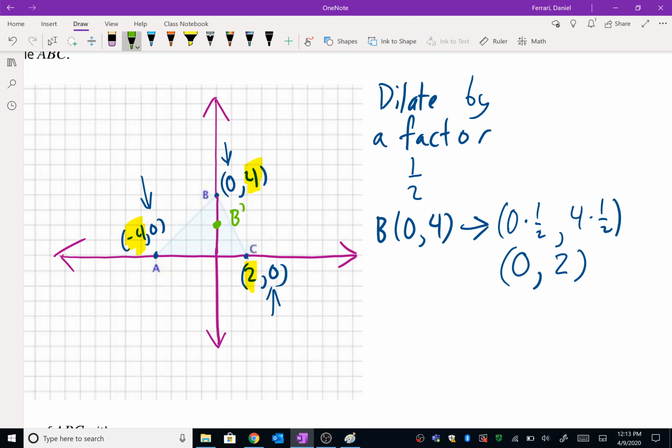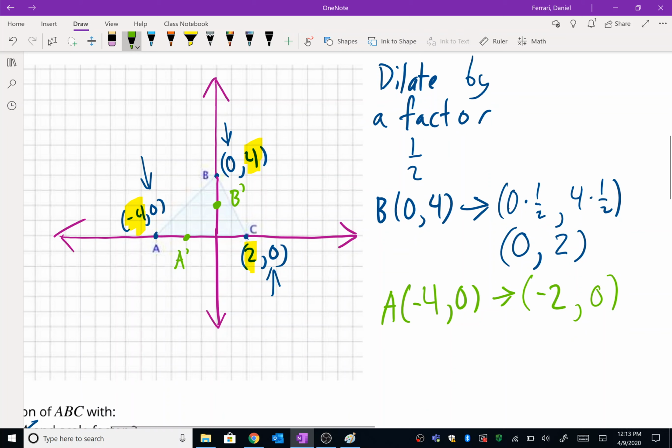Similarly, A, which was -4, 0 to begin with, right? Well, the 0 part is going to stay the same. But half of -4 is -2. So that means I'm going to plot the point -2, 0. So this is going to be A prime. And finally, our last point, C, which is 2, 0. Take 2, split it in half. That's going to give me 1, and the 0 part won't change. So if I plot that point, that is going to be C prime.